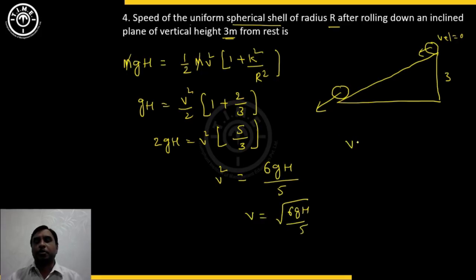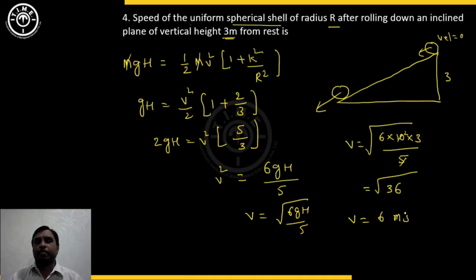Now if we substitute the values, g is 10, h is given as 3 meter, and divided by 5. So 5 ones are 5, 5 twos are 10, which gives you 36 under the root. So velocity is 6 meter per second on reaching the bottom of the inclined plane. In JEE Mains, you know, 5 questions are numerical type questions. This is one of those. Thank you.